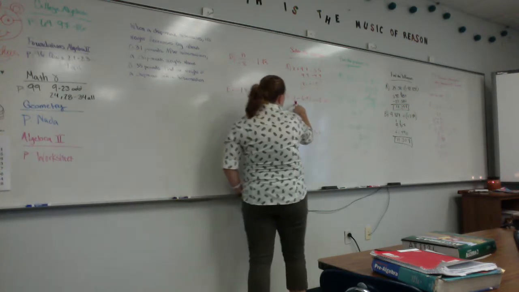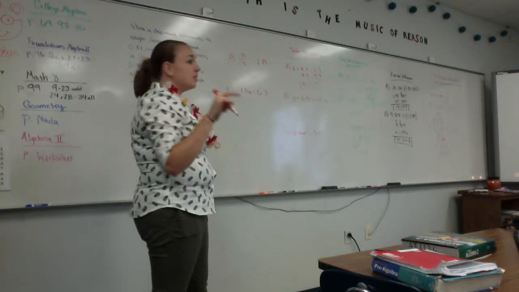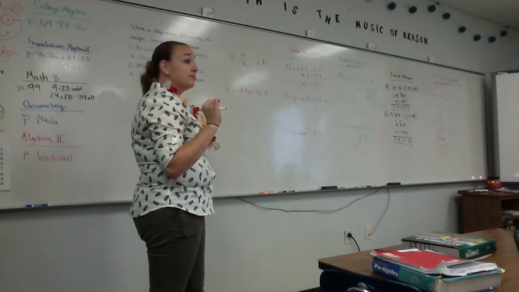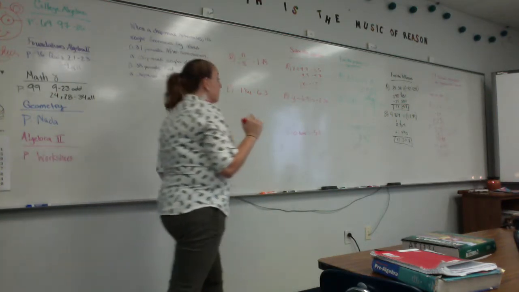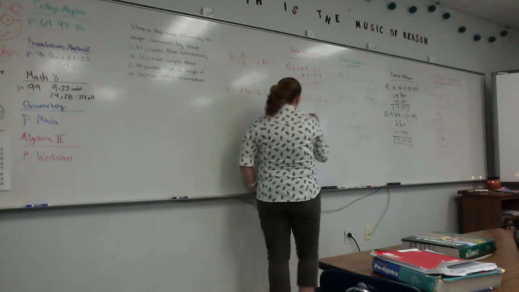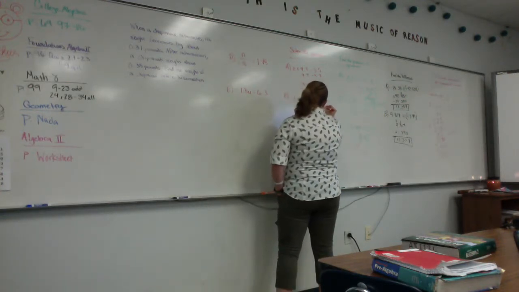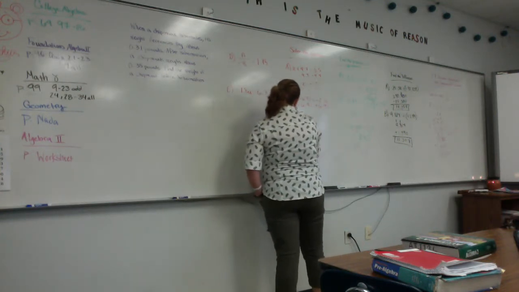How do I solve this equation? y minus 6.9 equals negative 2.26. Jason, how do I solve that one? Add 6.91 to both sides. What is negative 2.26 plus 6.91?